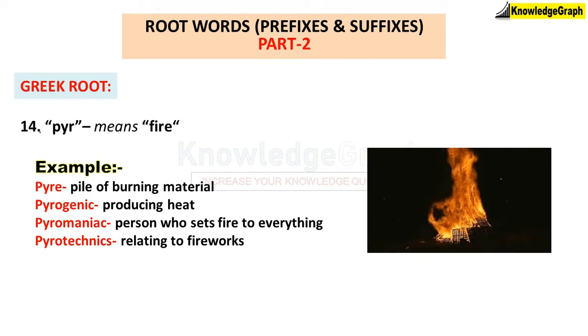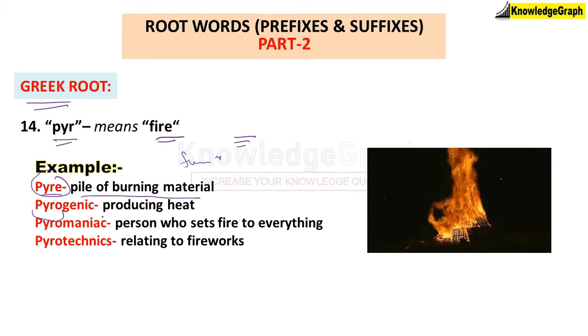Next up we have pyre. Pyre is also a Greek root word which means fire. So you might have heard this. Pyre is basically a pile of burning materials. This word is basically used when somebody's funeral is being done and all the wood is arranged, so that's basically called a pyre. Pyrogenic: pyro is related to fire.